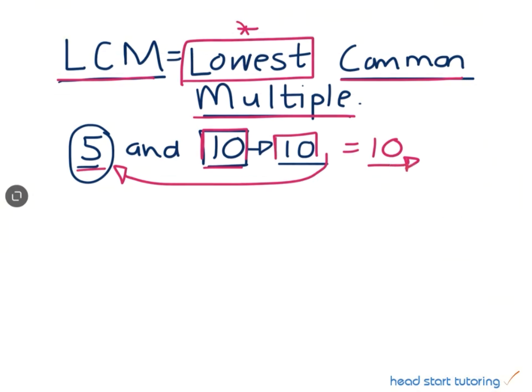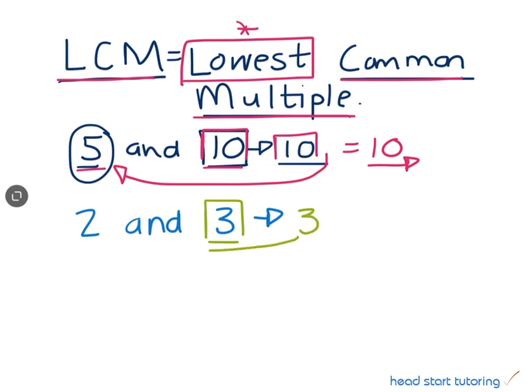If we have a look at the LCM of 2 and 3, again, we need to have a look at the bigger number. So 3 is our bigger number. So we need to start listing the multiples of our bigger number, which is 3. So we say 3. Is 3 a multiple of 2? No, it isn't.